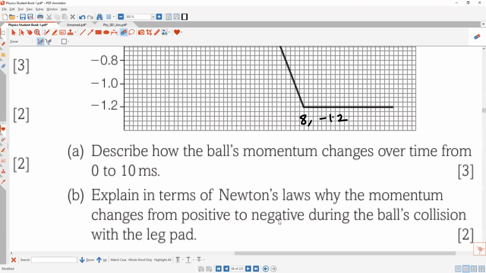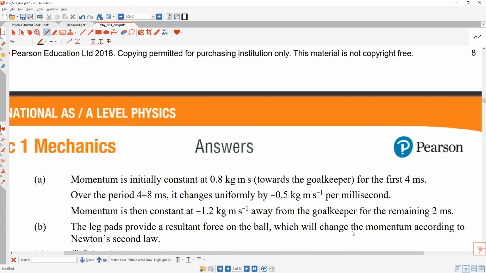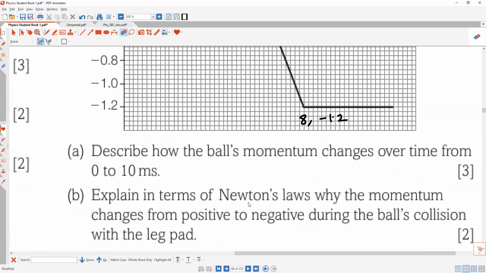Newton's third law, you have to mention two bodies. Forces in opposite direction after hitting, with the same magnitude. Let me see what they wrote in the marks: the leg pad provides the resultant force on the ball, which will change the momentum according to Newton's second law. Is this second law or third law here? Newton's law.